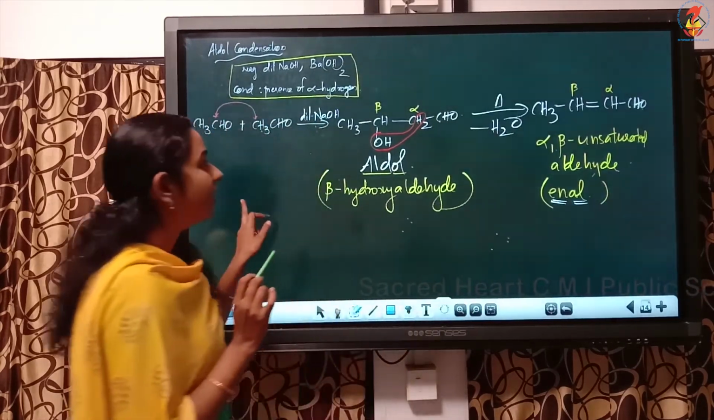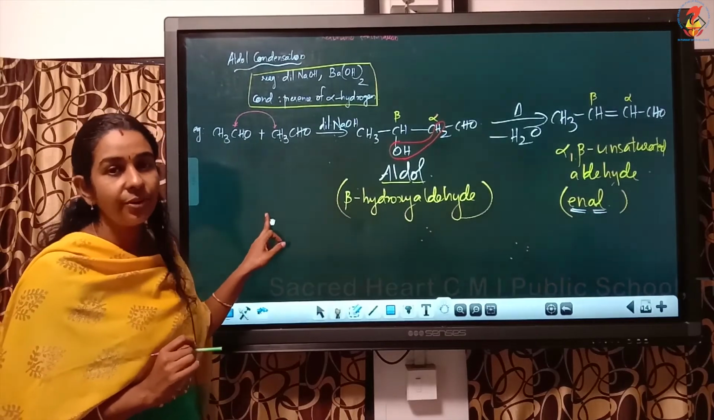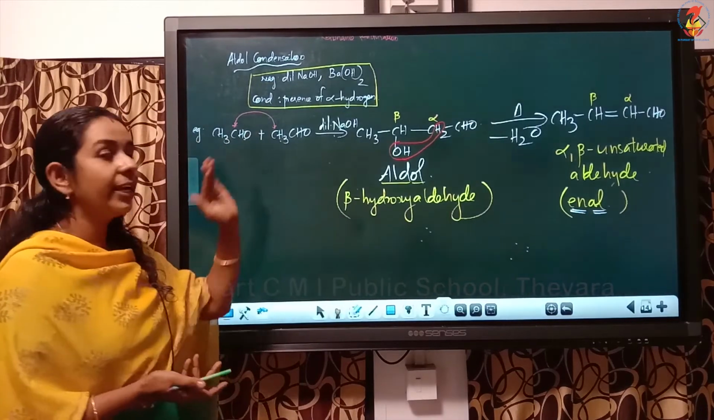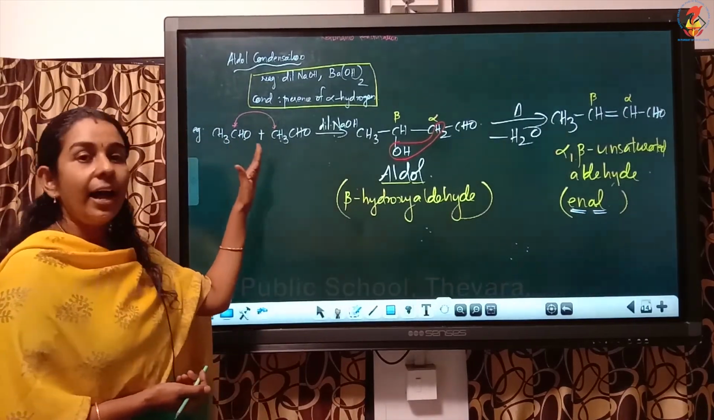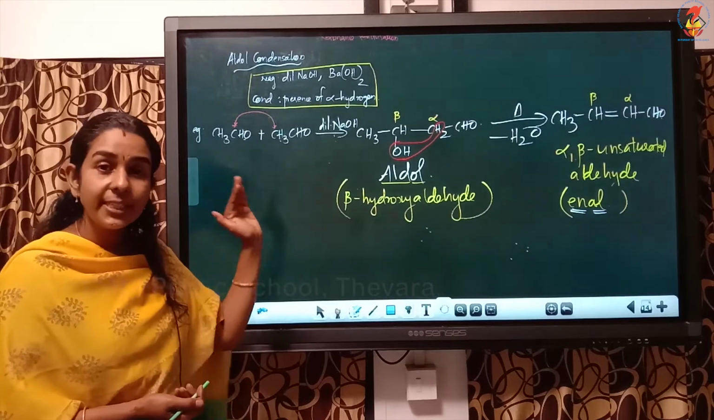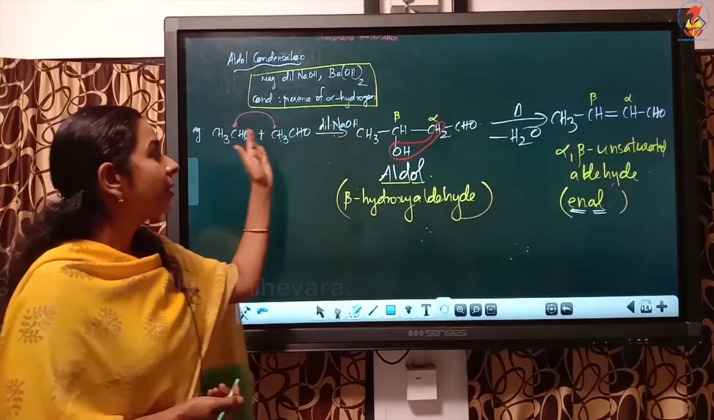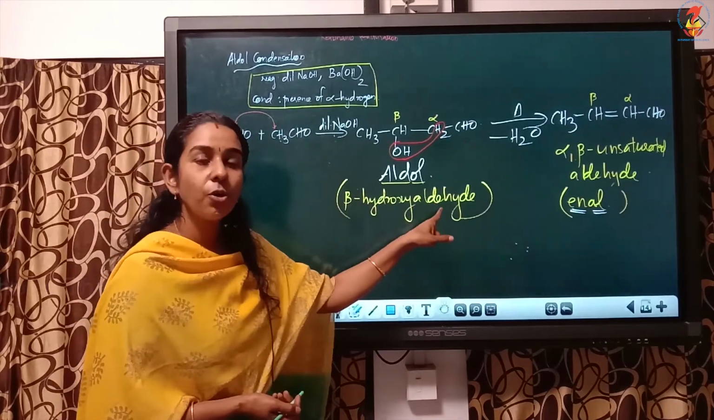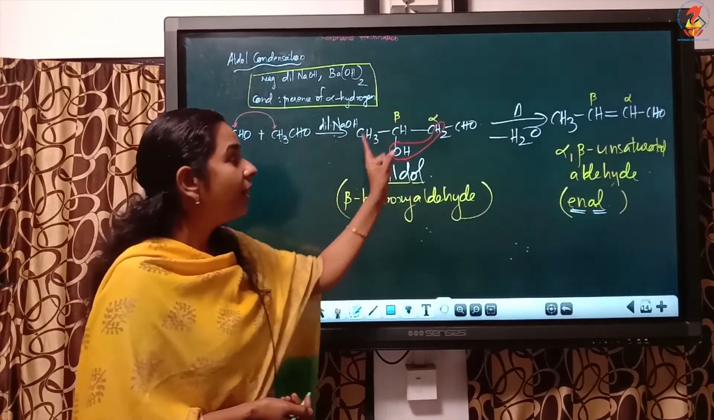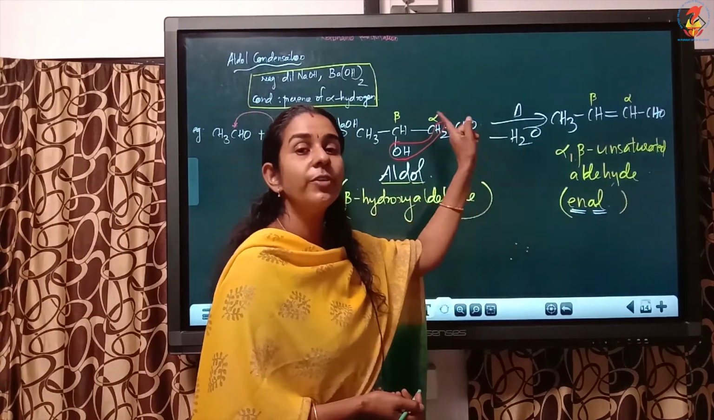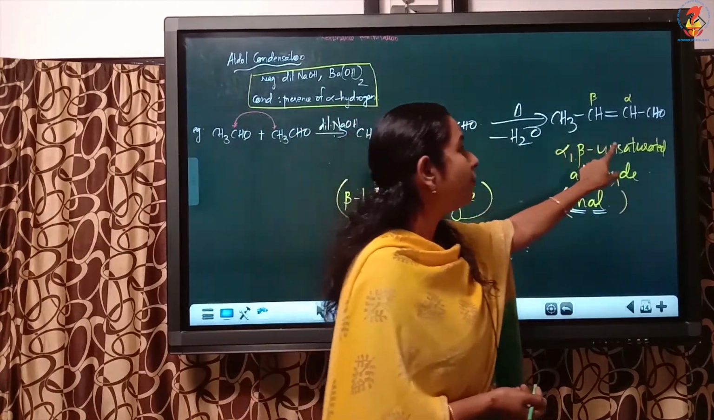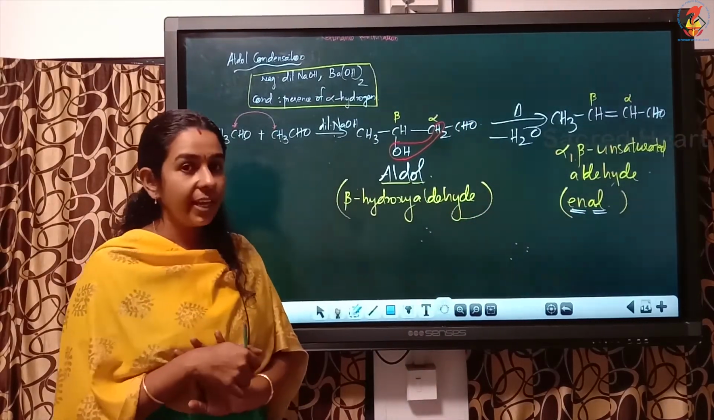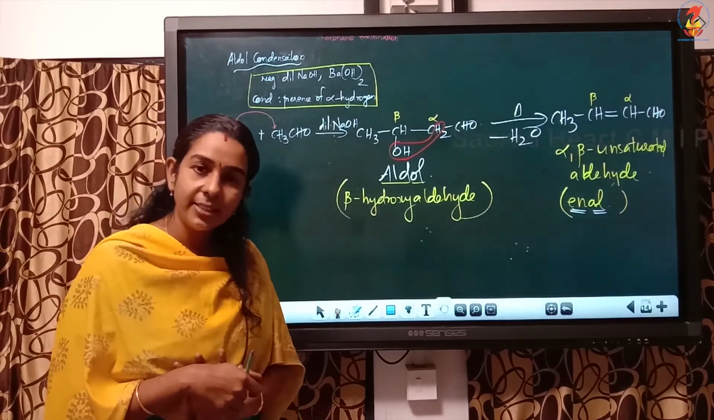So how can we define aldol condensation reaction? Since it is a named reaction, we have to define it, isn't it? Aldehydes or ketones possessing alpha hydrogen on reaction with dilute NaOH give beta hydroxy aldehyde or aldol, which on heating gives alpha beta unsaturated aldehyde or enal. This reaction is known as aldol condensation.